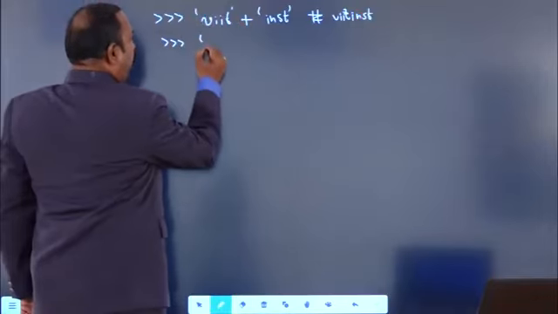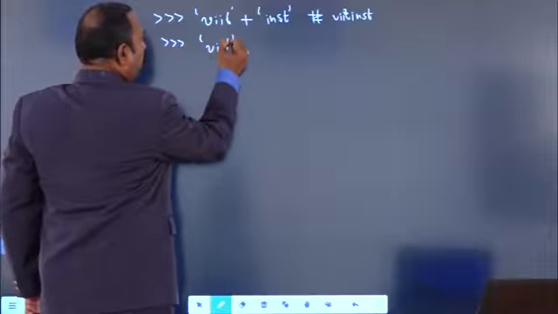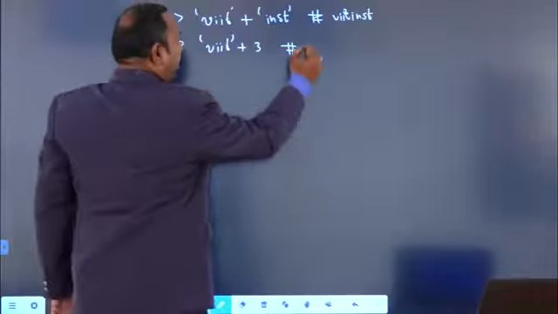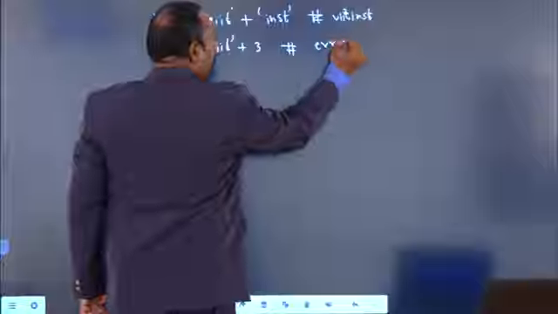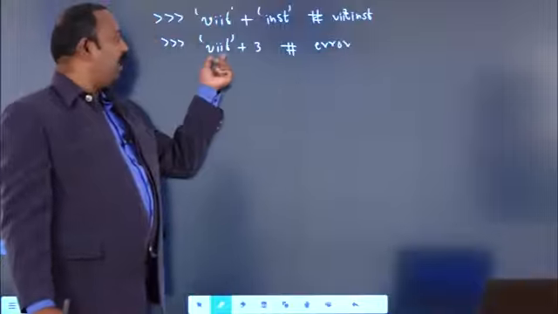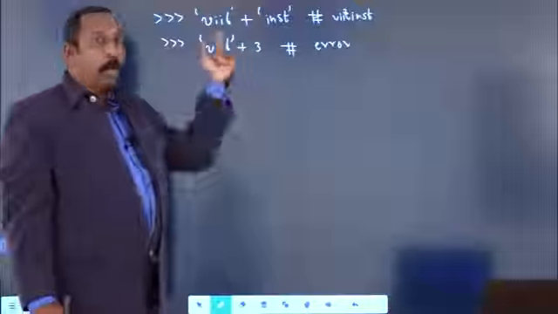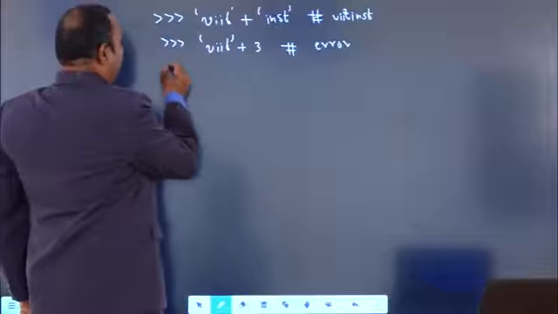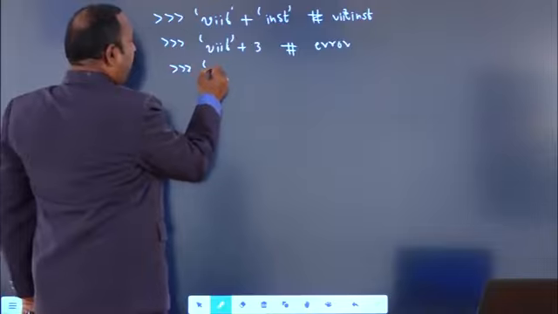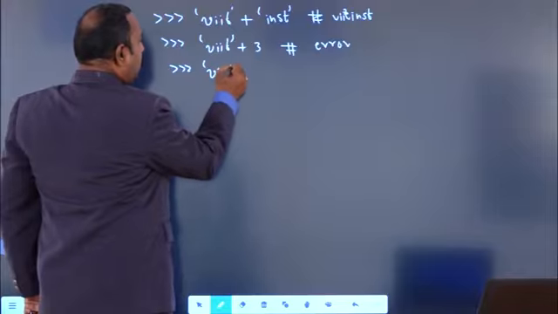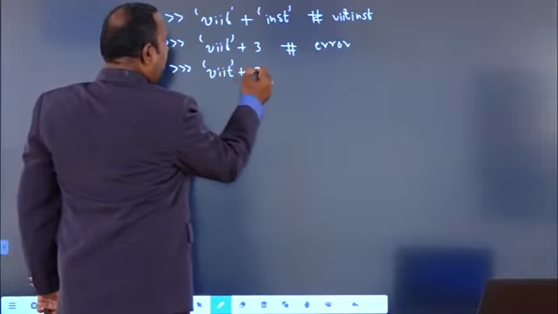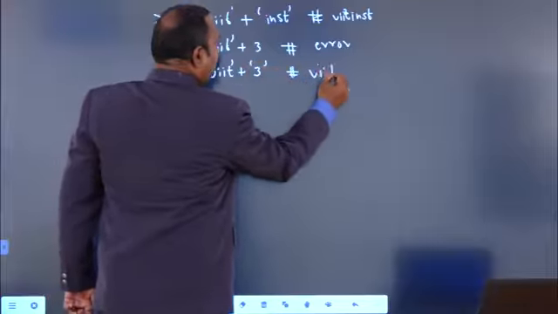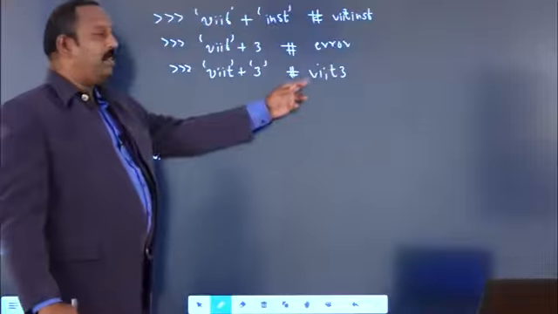Suppose I have taken VIIT plus 3. What is the output you will get? You will get an error here. Why did we get the error here? Because one operand is a string data type, the other operand should also be a string, but here it is an integer. That's why the output is an error. For example, if I write VIIT plus 3 in quotes, then you get the output VIIT 3.